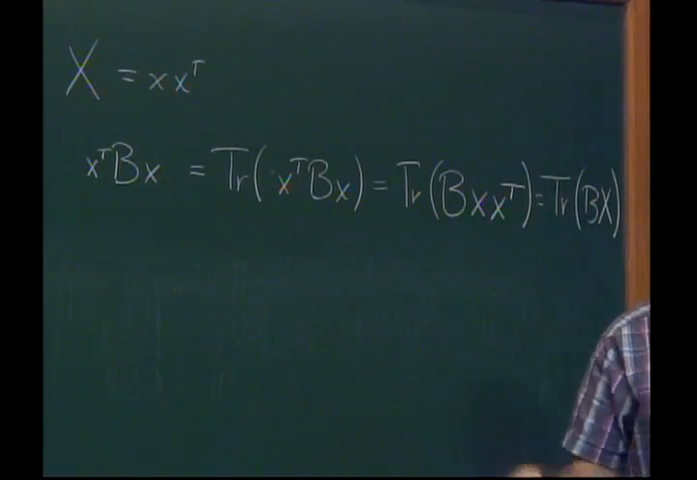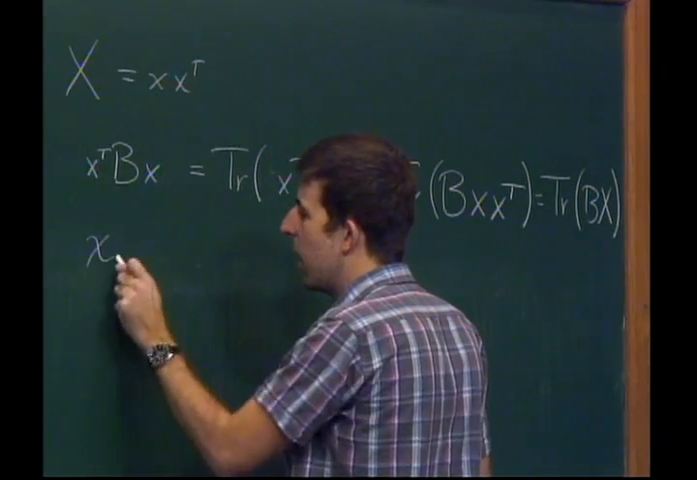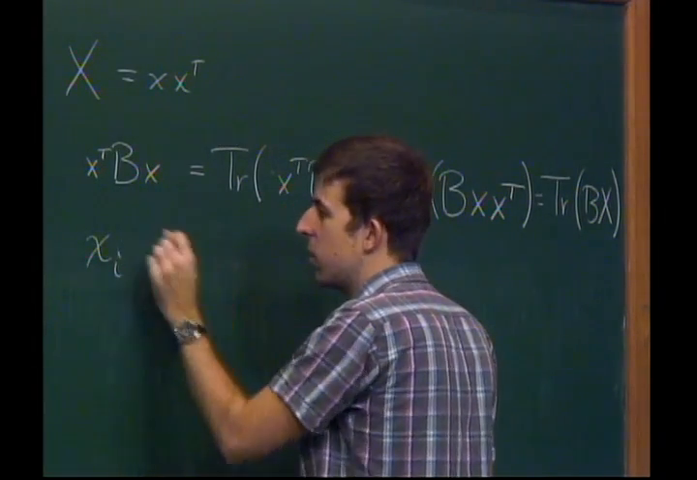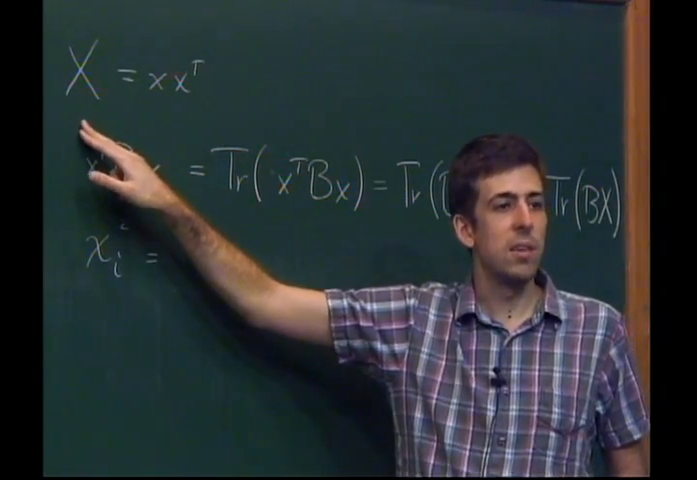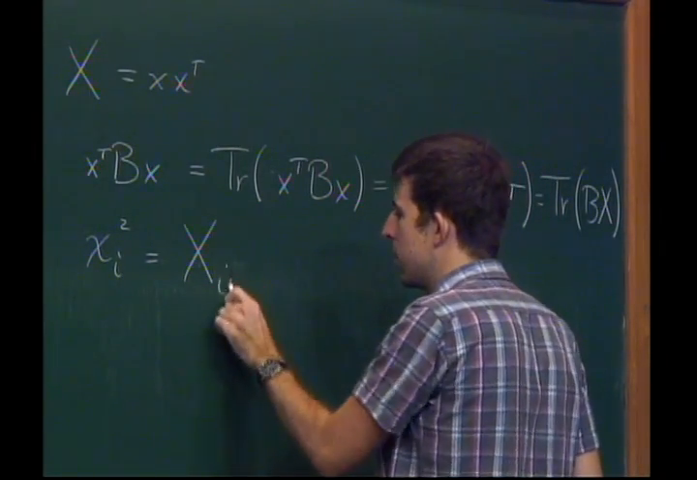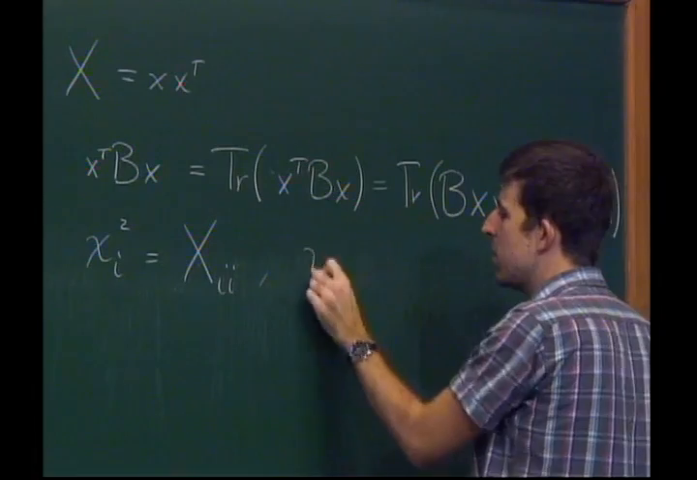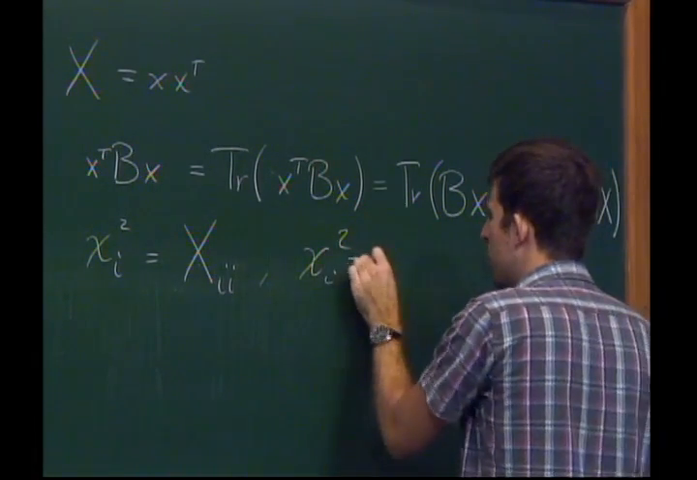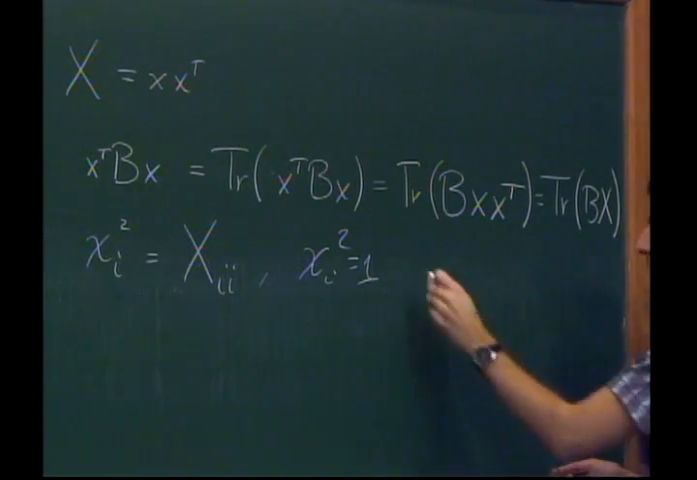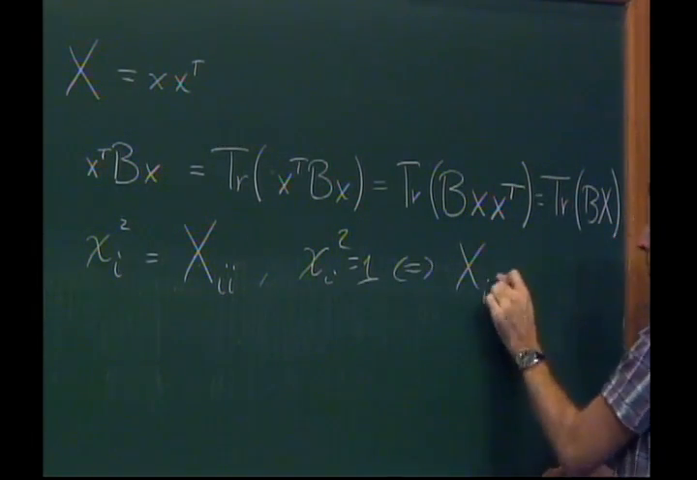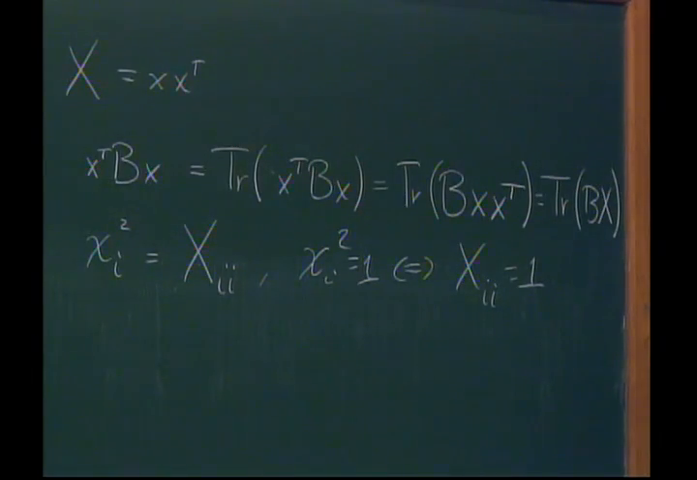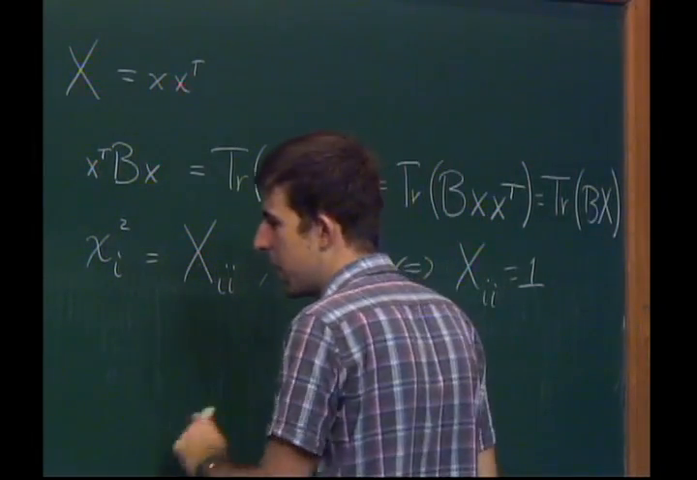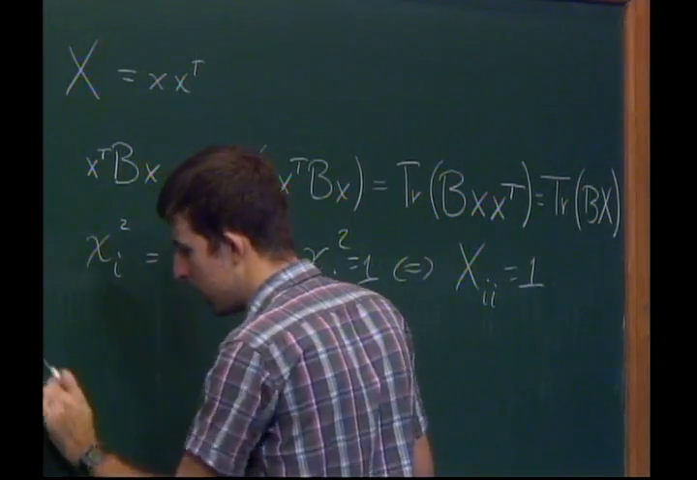On the other hand, what about the constraints? What is x_i squared? x_i squared is simply the ith diagonal entry of big X. So what this means is that x_i squared being 1 is equivalent to the ith diagonal entry of X being 1. Now I can rewrite my problem, and this should be completely equivalent.